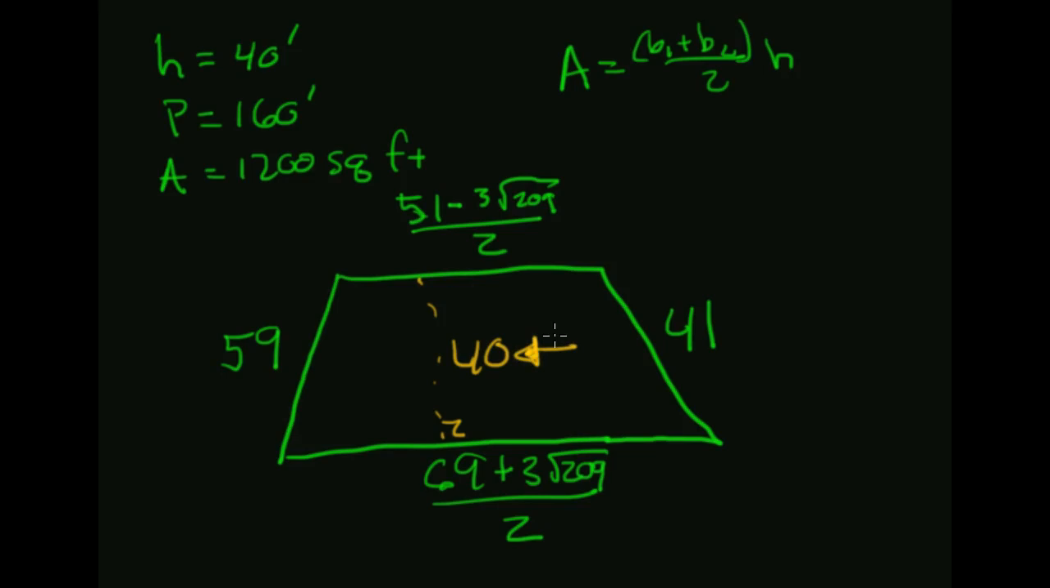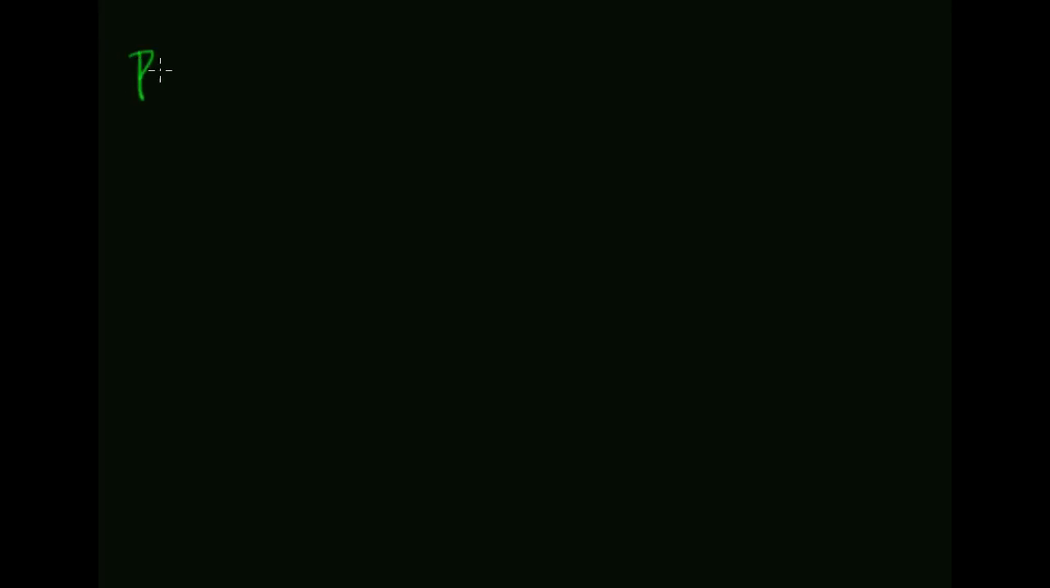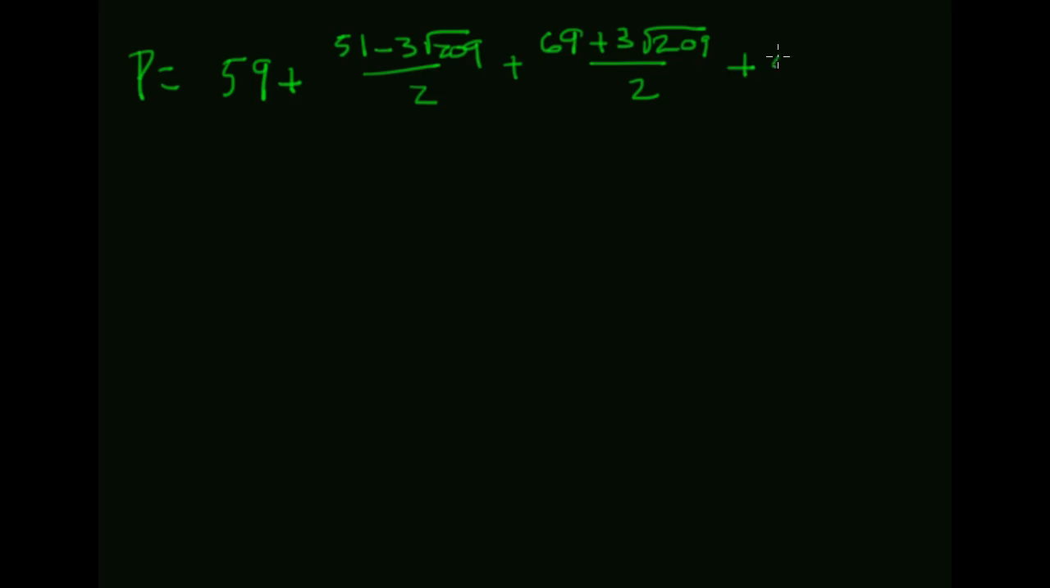But first, let me justify that this is, in fact, a correct answer. So let's go after the perimeter constraint and the area constraint. All right, let me clear out some space here. Okay, so the perimeter should be the sum of our 4 sides, which is 59 plus (51 minus 3 radical 209) over 2 plus (69 plus 3 radical 209) over 2 plus 41.